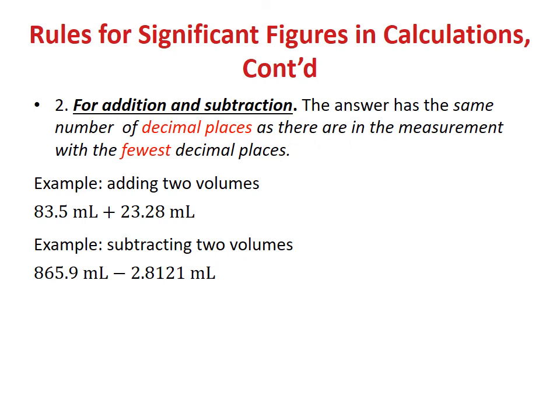Rule number 2 for significant figures in calculations. For addition and subtraction, the answer has the same number of decimal places as there are in the measurement with the fewest decimal places. Okay, so compare with rule number 1. Number 1 is about the fewest significant figures. Here it is the decimal place.